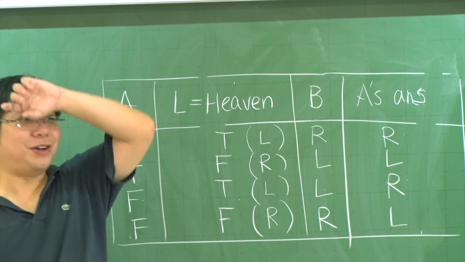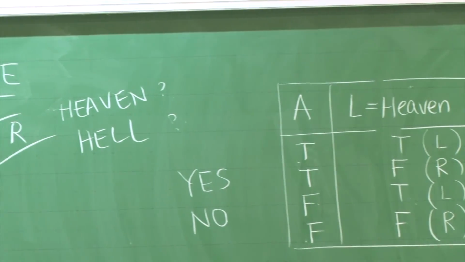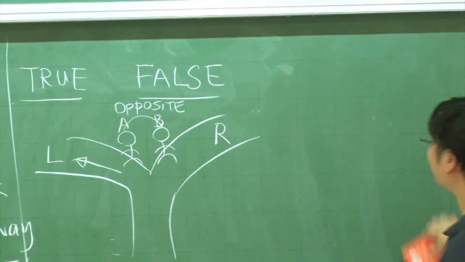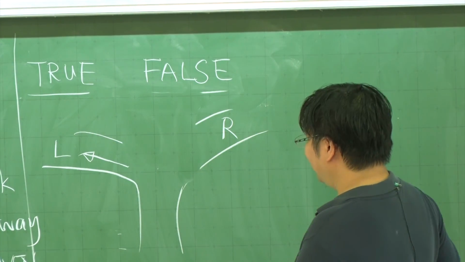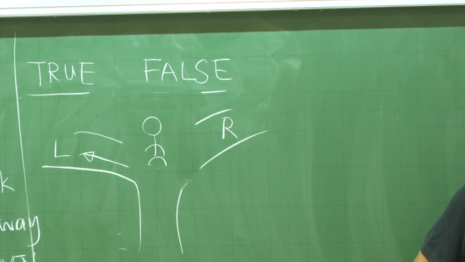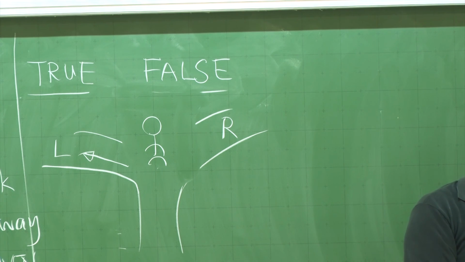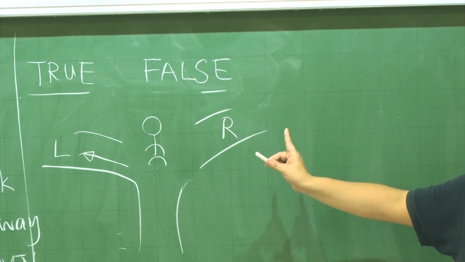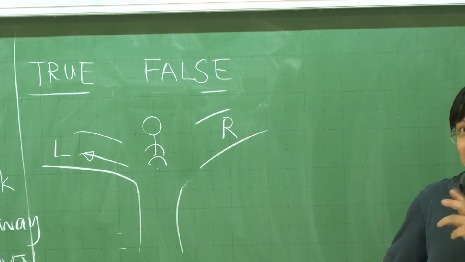Now, to end this class, I'm going to make one extension of this one. Suppose that you just see one person here. You don't know whether this person is a true type or a false type. Is it still possible that you ask this person one question and then you can decide which side is heaven and which side is hell? Okay, so let's talk about this maybe on Wednesday.